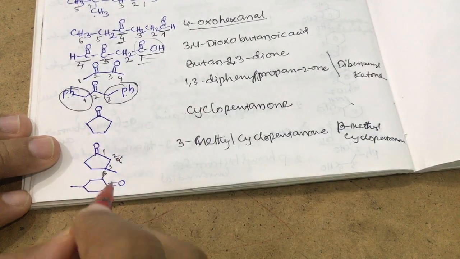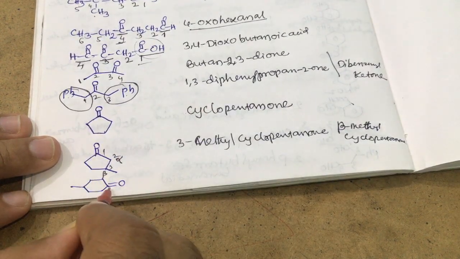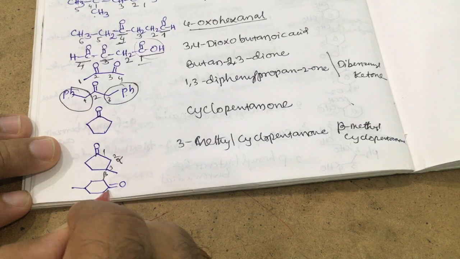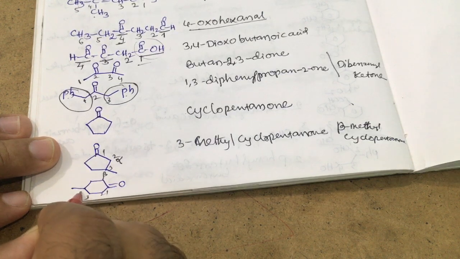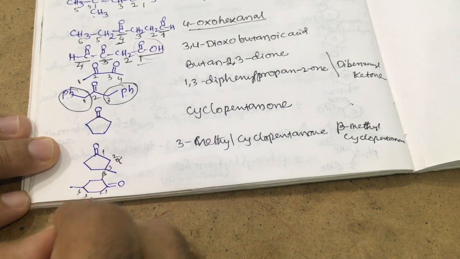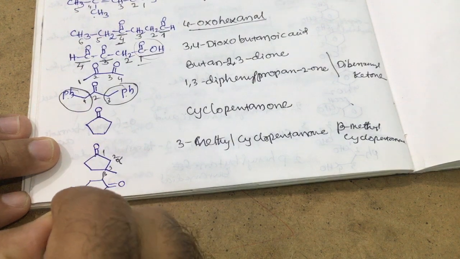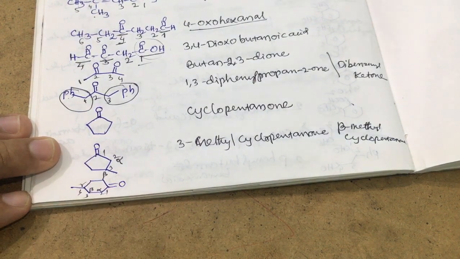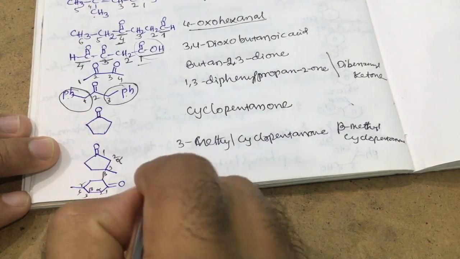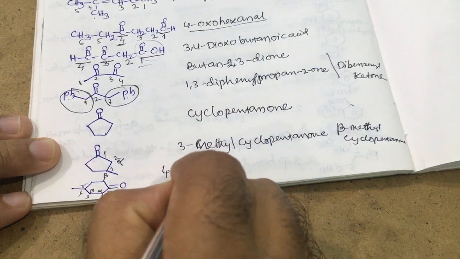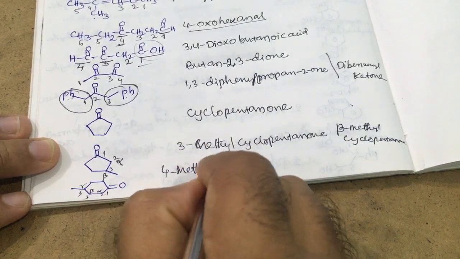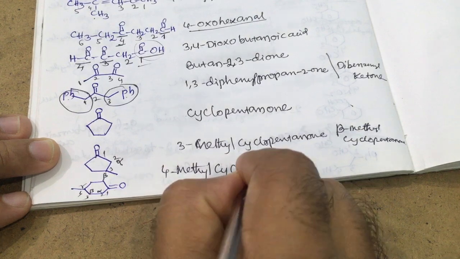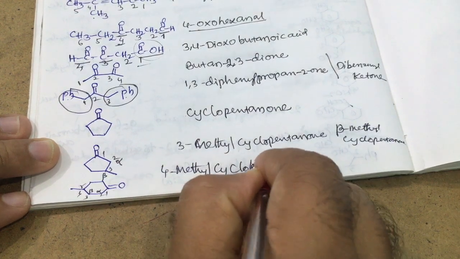Similarly, one more compound, this cyclic 6-member ring, and here a double bond over here. Then this is 1, this is 2, this is 3, this is the 4th position. If you consider this the functional group, then alpha, this is beta, this is gamma will come. Now the IUPAC name: 4-methylcyclohexanone.